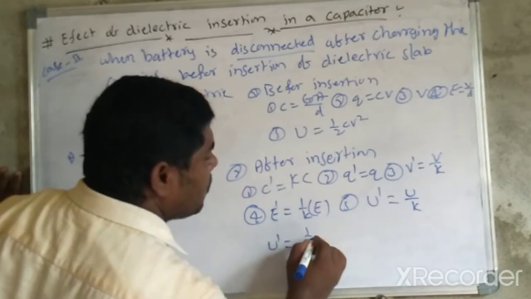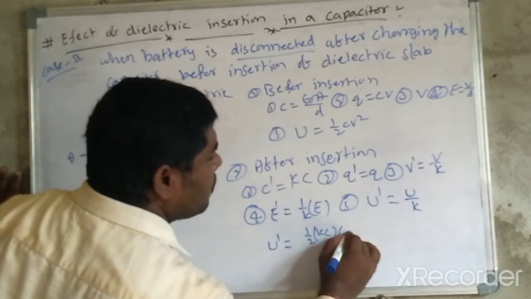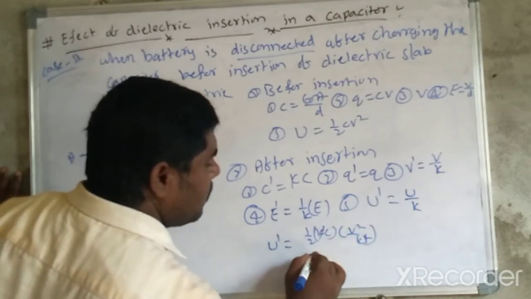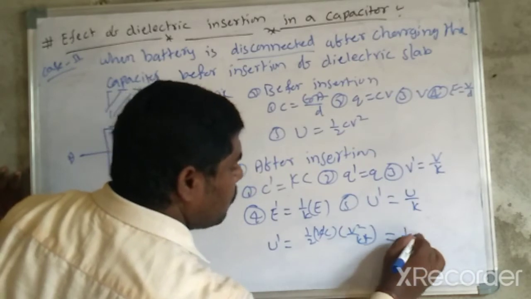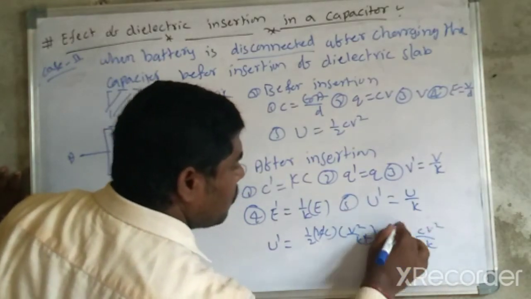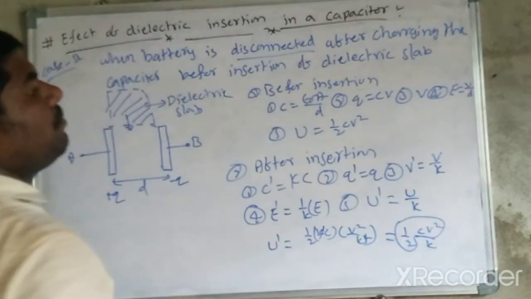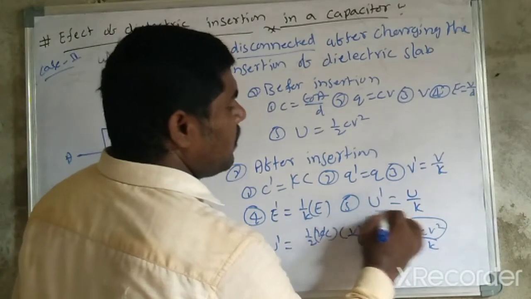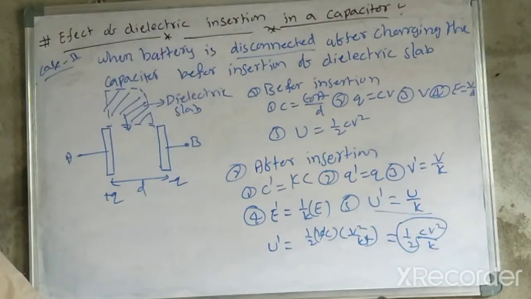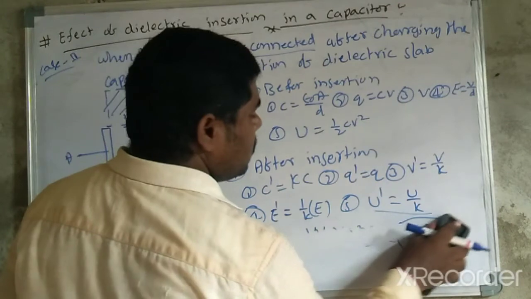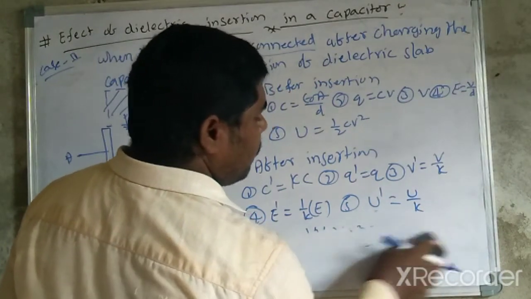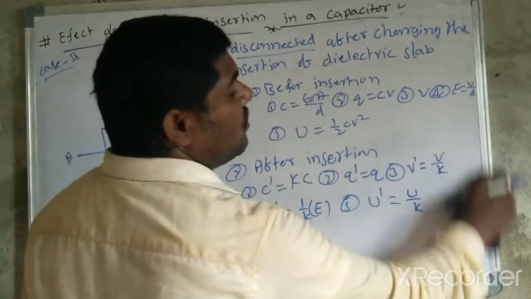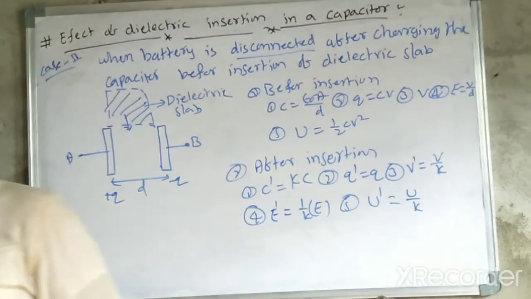So here the C is nothing but KC, and V is nothing but V square by K square. The 1 K gets cancelled. That should be equal to 1 by 2 C into V square by K. So this value is nothing but the energy before insertion. That's why I wrote this value directly here. So please remember this method, how it changes while doing the entrance part. This concept is very important. Based on these 5 parameters only, they will ask numerical problems.